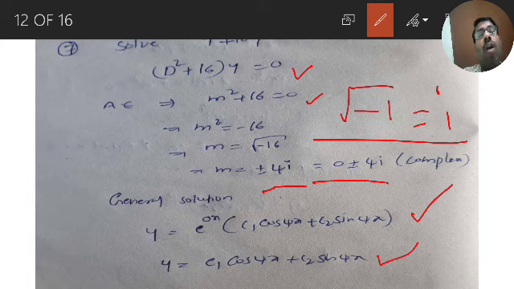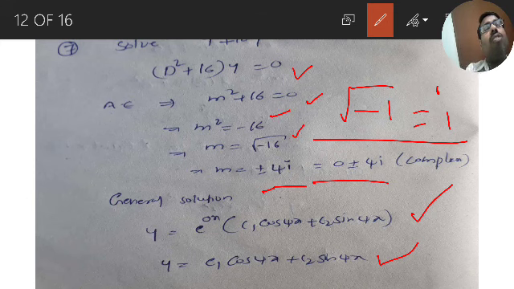Therefore, y is equal to c1 into cos 4x plus c2 into sin 4x. So this is what I want to tell here. m square is equal to minus 16. m is equal to square root of minus 16. Root 16 means 4 and root of minus 1 is i. Therefore it is plus or minus 4i.